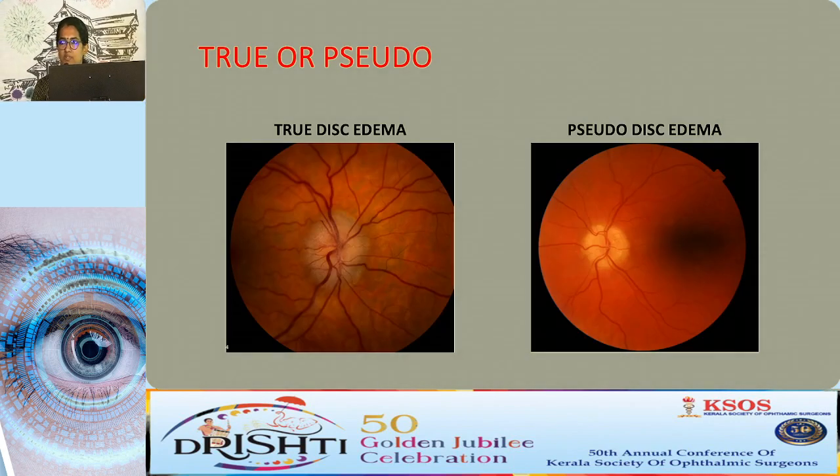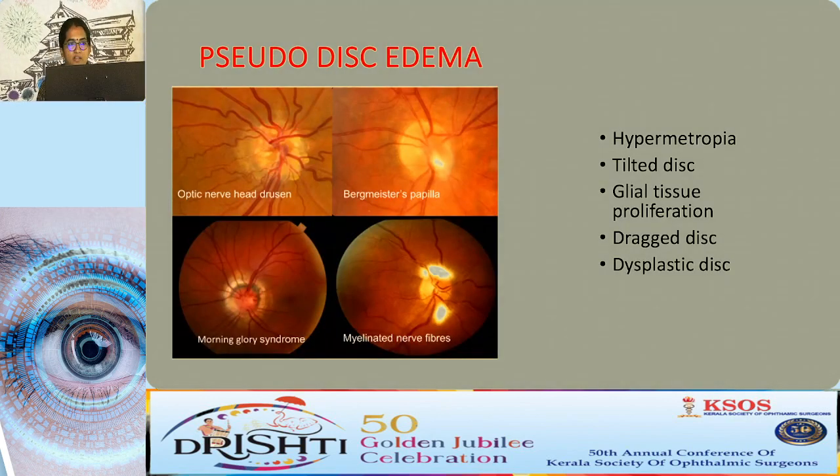So the first thing about disc edema is to differentiate between a true and a pseudo disc edema. Pseudo disc edema can occur in congenital anomalies, optic nerve drusen, Bergmeister's papillae, morning glory, sometimes giving a false impression of a true disc edema. Also myelinated nerve fibers, even hypermetropia and tilted disc, glial tissue proliferation over the disc, drusen disc, dysplastic disc. All these conditions might make us feel that there is a disc edema, but basically it's a clinical diagnosis. Of course, you can use some ancillary investigations to differentiate that too.